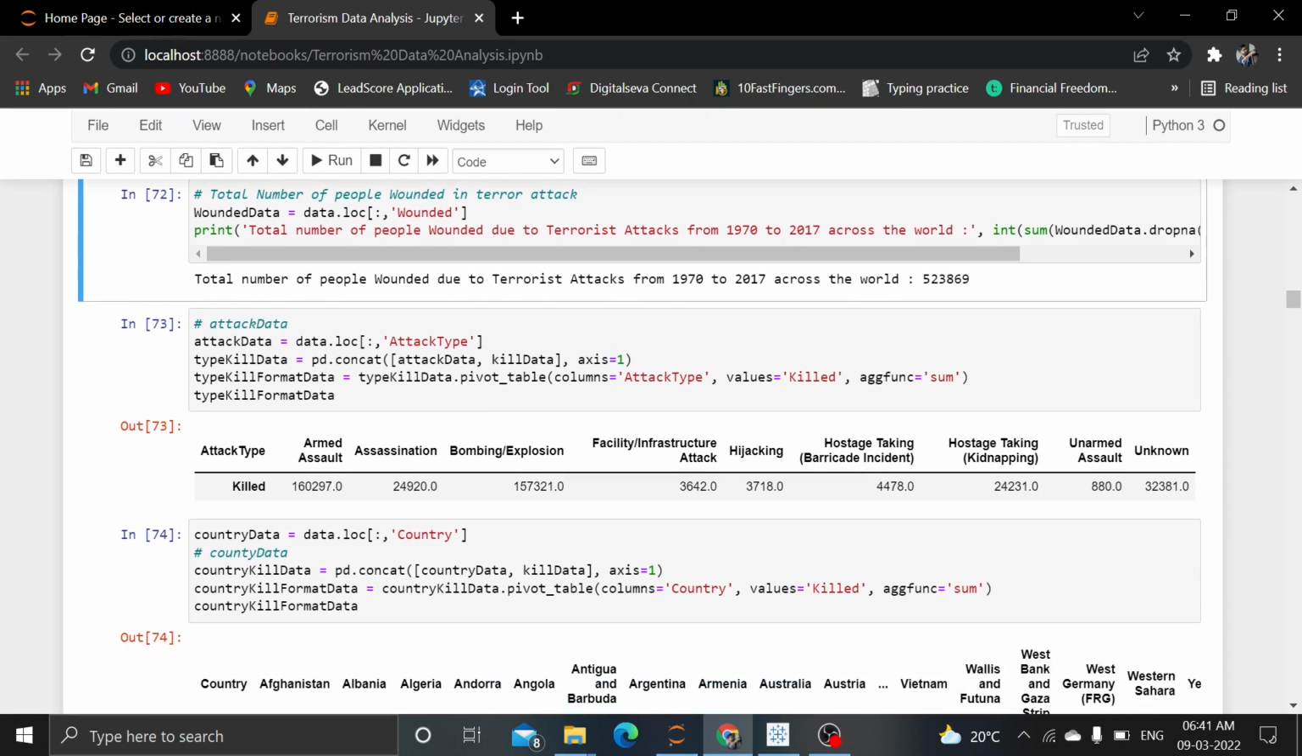Also, these lines of code give how many people were killed by the bombing or explosion attack type, or how many people were killed by the hijacking attack type. We can see that using the attack type bombing and explosion, a huge number of people were killed, 1,57,321. You can also see that with the armed assault attack type, a huge number of people were killed.